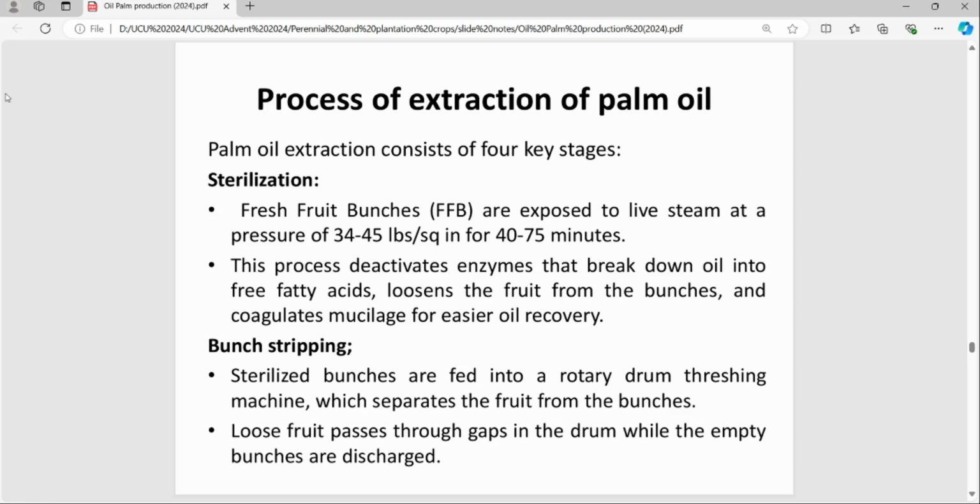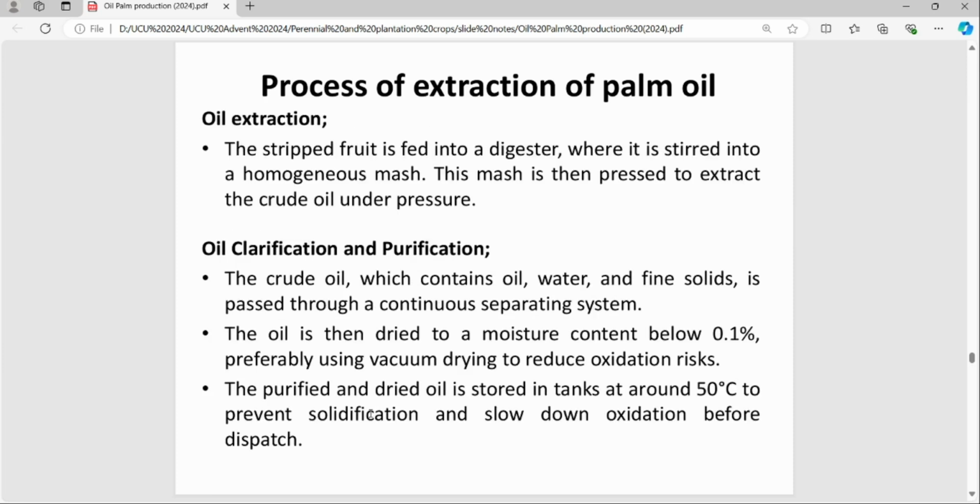So the second stage is the batch stripping stage, and here the sterilized bunches are fed into a rotary drum threshing machine. So this threshing machine will separate the fruits from the bunch, and then the loose fruits will pass through gaps that are within the drum, and then the empty bunch will be discharged. And what we are interested in will be the fruits that have been detached.